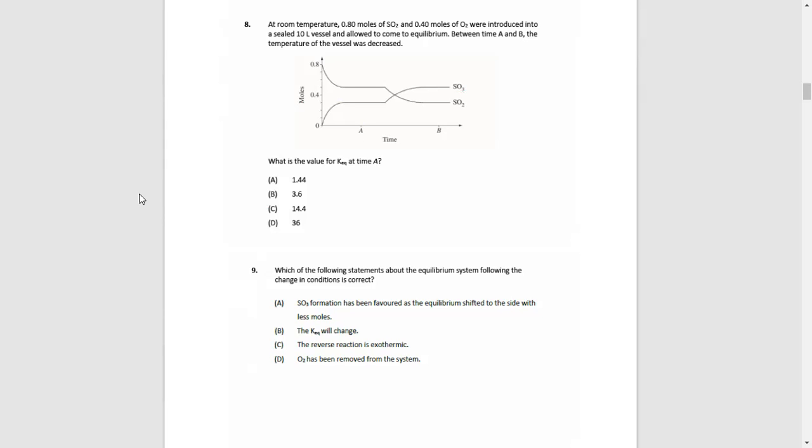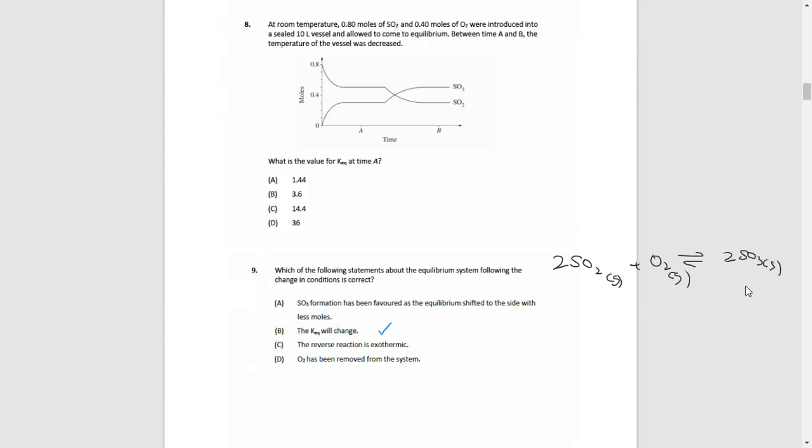So we'll write out the equation quickly again, just for reference. So they say the KQ will change. Well, that appears true, because you've changed the temperature, and the temperature does affect that. The reverse reaction is exothermic. Well, that doesn't appear true.